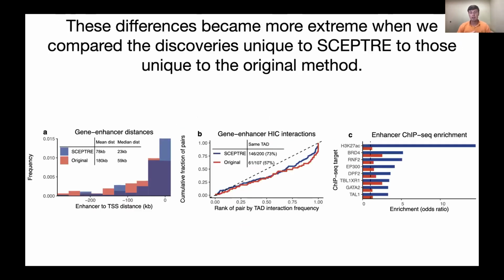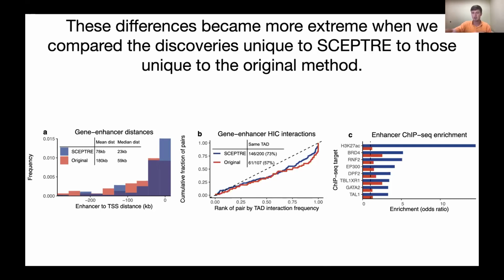Let me phrase that a little bit differently. Basically, to investigate the differences in greater resolution, we examine the symmetric difference of the discovery sets. So what we're doing here is comparing the discoveries unique to Scepter against those unique to the original method. And what we see is that the differences become even more extreme. For example, the Scepter gene enhancer pairs are less than half the distance to one another than the pairs discovered by the original method.